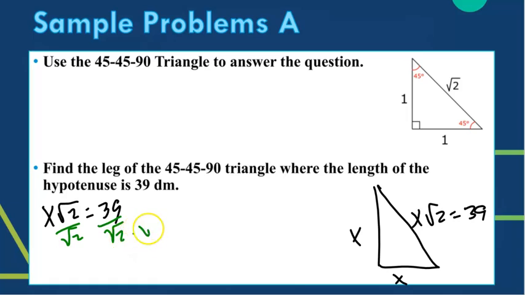And then I have to multiply the numerator and the denominator by the radical. So now I have x equaling 39 square root of 2 divided by 2.